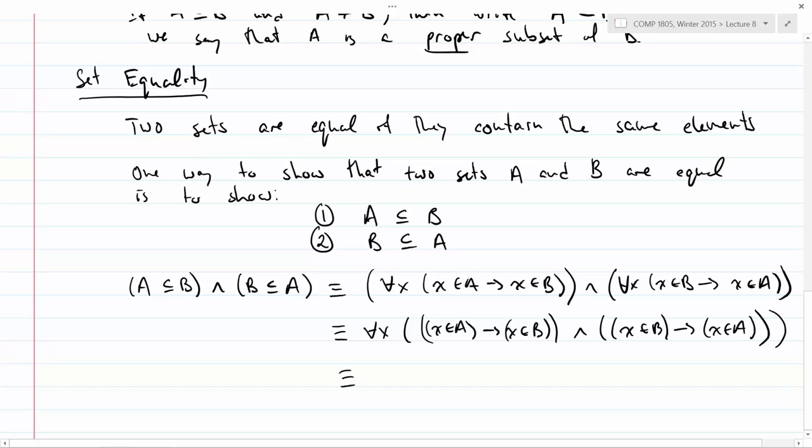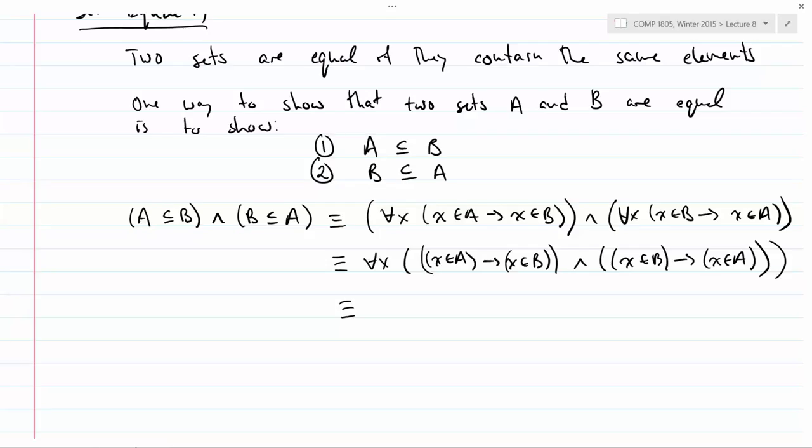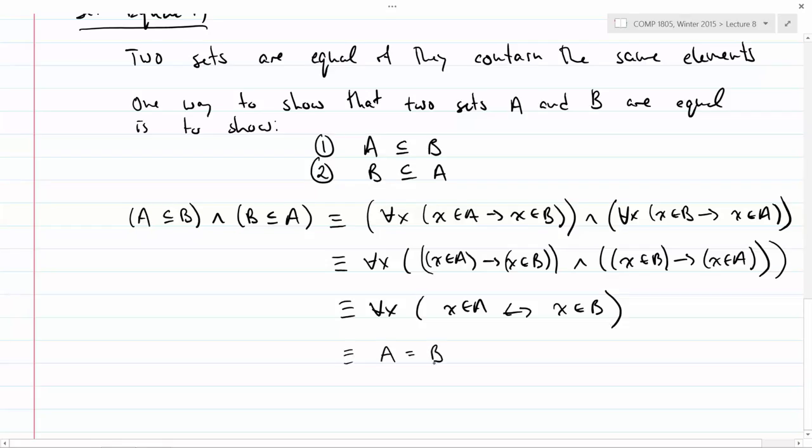And now, notice what we have is X in A implies X in B, and X in B implies X in A. What's that the same as? For all X, X in A if and only if X in B. And if there's any justice in the world, that means that there's exactly the same elements in the two sets, right? That's what it has to mean. There's no other thing that could happen. You're in A if and only if you're in B. So that means A and B have exactly the same elements, and we know that that means that A equals B. So this says that if A is a subset of B and B is a subset of A, that's logically equivalent to A equals B. Right, so that's why this proof technique works.